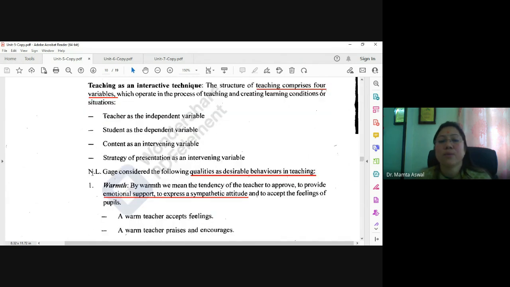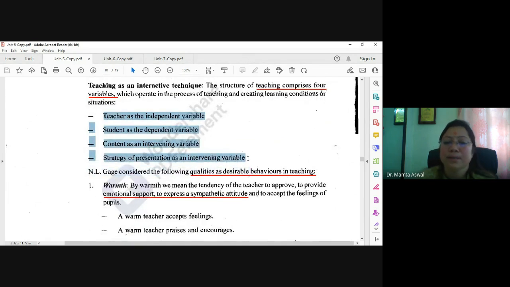So there are four basic variables here that must be taken care of: teacher, student, content, and the strategy. As I told you earlier, there could be a triangle, there could be a square. It has four points. One will be teacher, the other will be student, the third will be content, and there will be strategy, methods of presentation.